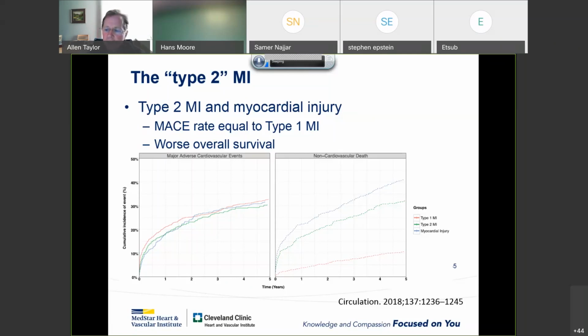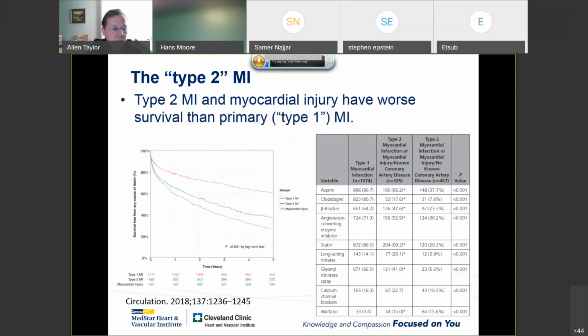What you're seeing here is the outcomes over 5 years and the cumulative incidence of major adverse cardiovascular events on the left and non-cardiovascular death for type 1 MIs in the red, type 2 MIs in the green, and myocardial injury in the blue. And you can see that the outcomes for myocardial injury and type 2 MI are the same as a type 1 MI. But in fact, non-cardiovascular death rates are much higher for type 2 and myocardial injuries than they are for type 1 MIs. And survival free from any cause of death is, again, much worse for type 2 MIs and myocardial injury.